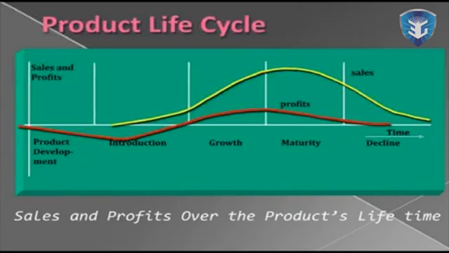Maturity, which is the third stage: personal computers, faxes, cotton t-shirts, credit cards. Decline, which is the fourth stage. Examples: typewriters, handwritten letters, shell suits, checkbooks.